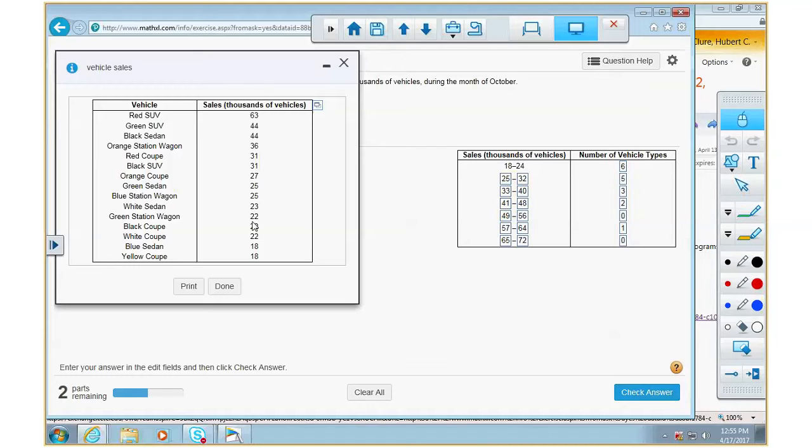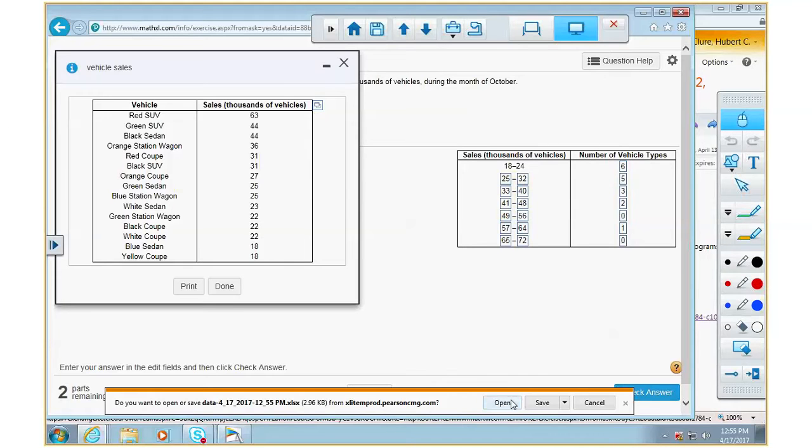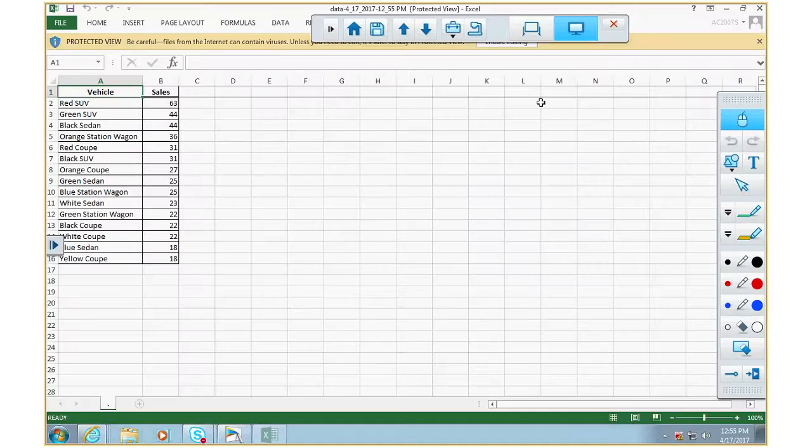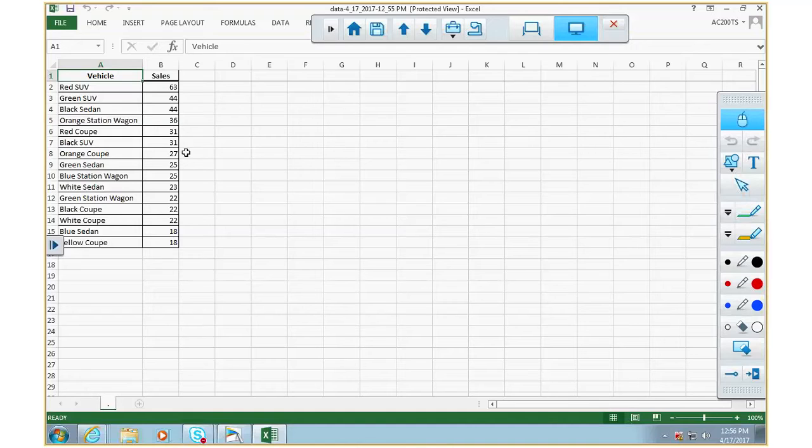Now, the good thing about this, if you've got an Excel spreadsheet, is you can hit this little button right there, and it'll click it into Excel. And then all you got to do is open it. There it is. And that way you don't have to do anything. Now you can put it in order. Is it already in order? It's already in order.